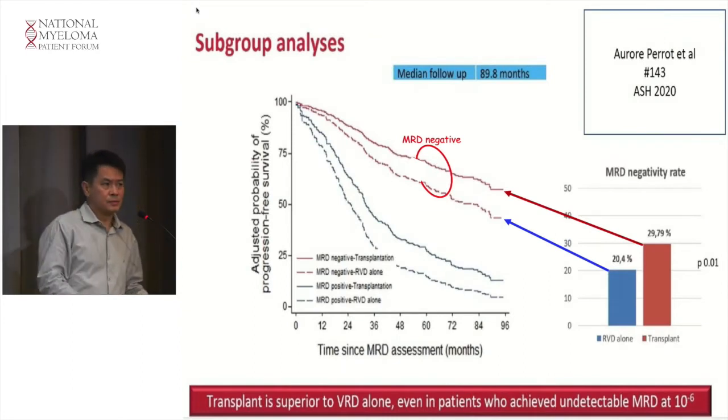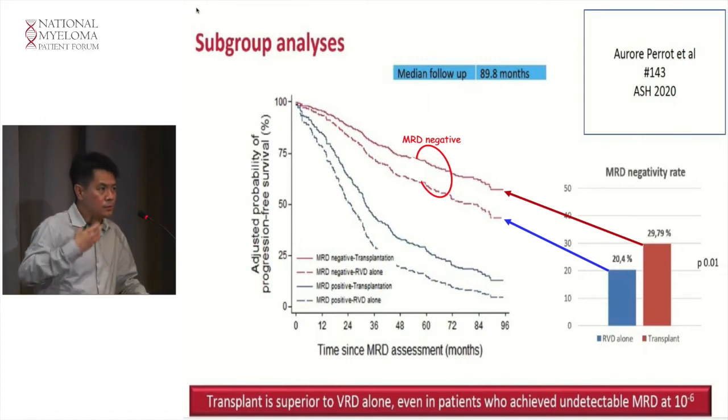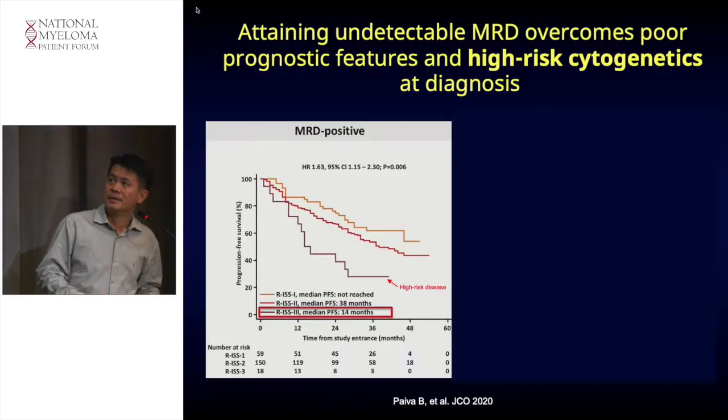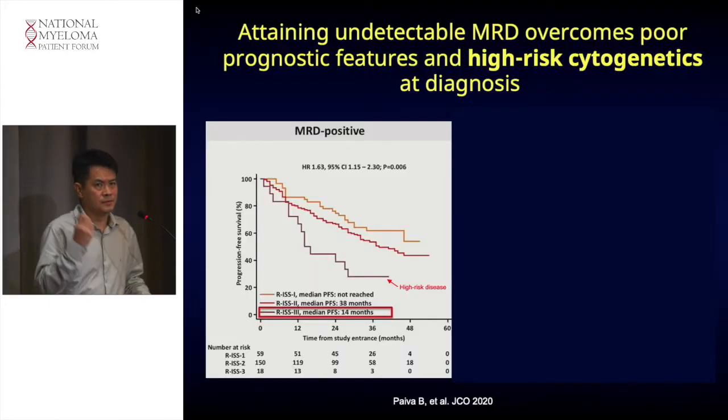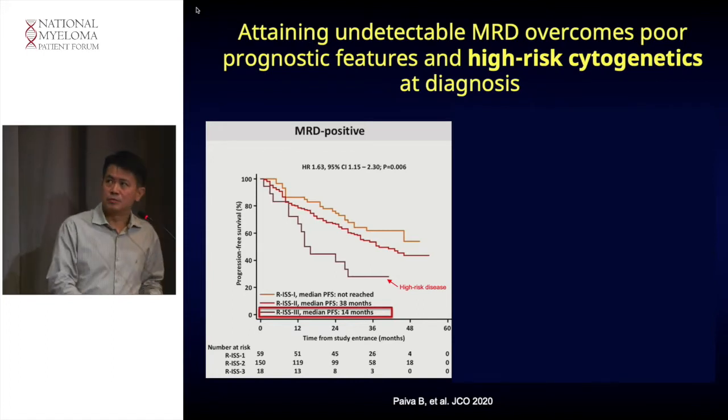This is regardless of whether you attain CR by the transplant route or without transplant. So long as you attain MRD negativity, you do significantly better compared to the counterparts who are MRD positive. But of course, if you go by the transplant route, the proportion of patients attaining MRD negativity will be significantly higher. Now, what is really important with the ability to detect MRD is amongst patients with high-risk genetics.